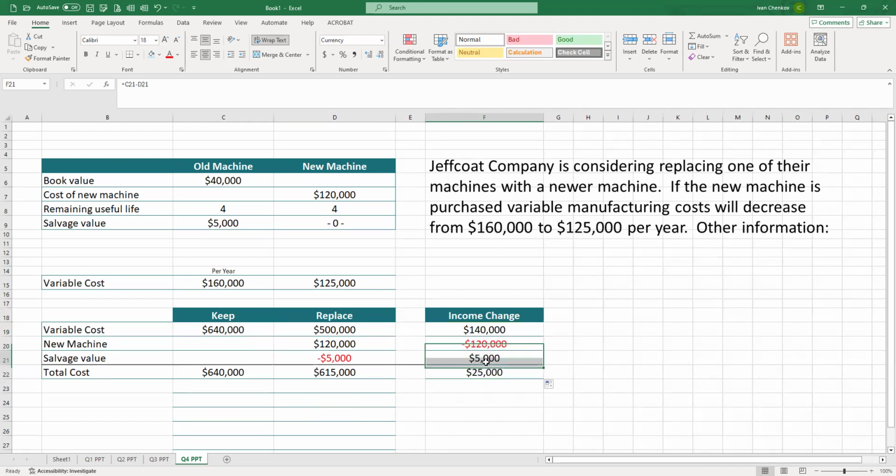So how much am I going to generate? I'm going to generate $25,000. I'm going to save 140,000 on the variable cost. I have to pay for the new machine, but I'm going to generate 5,000 from selling the old machine. So in total, I'm going to get a $25,000 positive change in my income. Make sense? Awesome. Let's move to the slides.